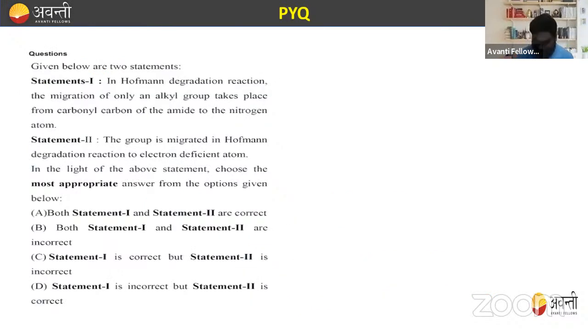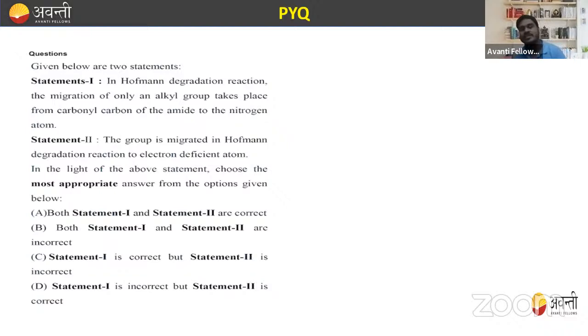Now, here two statements were given. So this is a statement-wise question. I have to identify which statement is wrong and which statement is correct. Statement one states that in Hofmann's degradation reaction, the migration of only an alkyl group takes place from the carbonyl carbon of the amide to the nitrogen atom. Statement 2 states that the group is migrated in Hofmann's degradation reaction to an electron deficient atom.